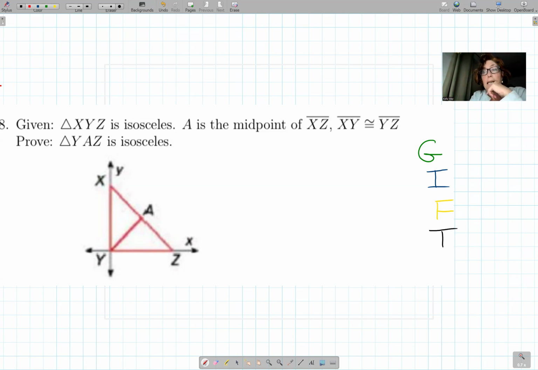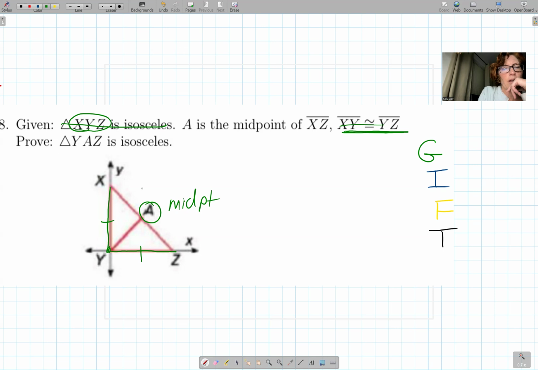Given, we're just going to mark what's given on the diagram, and it is given that XYZ is isosceles, and here it clarifies which sides are congruent, so that's XY is congruent to YZ. So there we go. You were also told that A is a midpoint of XZ. Okay, so that's done with our given.